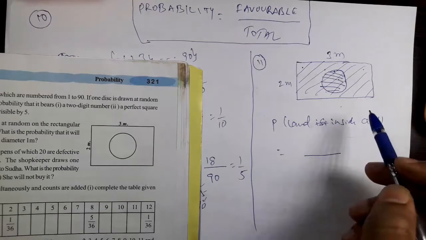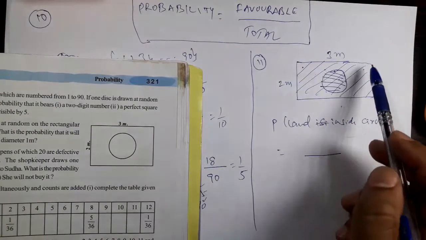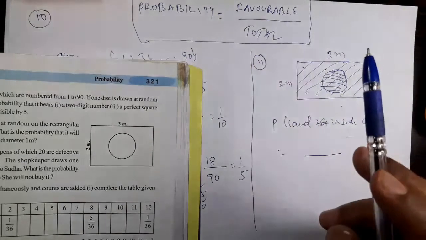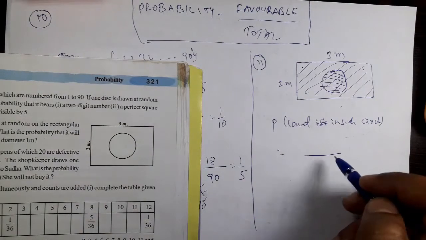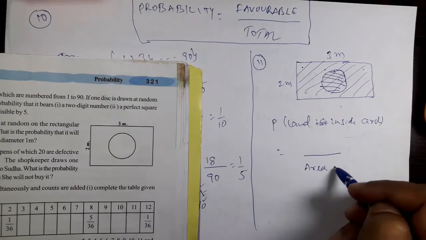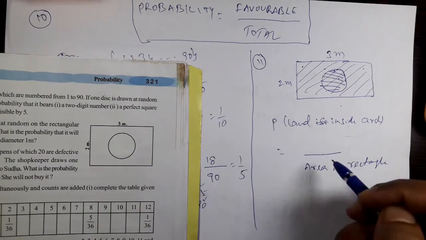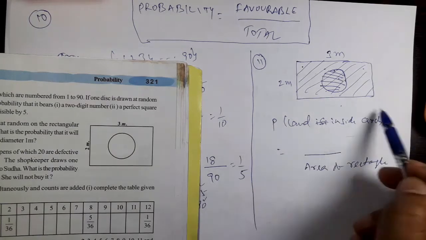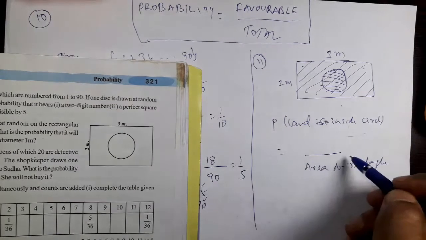Denominator is total. Of course, we have dropped the die inside this rectangle. So the area of this complete rectangle will be our total possible outcomes. That is, the denominator will be the area of the rectangle. Now coming to the numerator, our favorable case. What is favorable? Inside the circle. So the area of the circle will be favorable to our case.